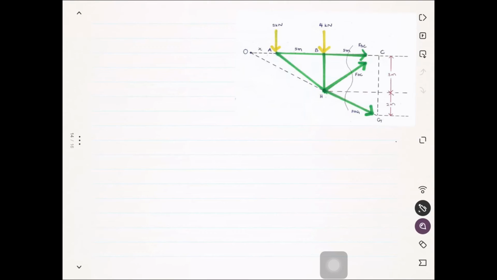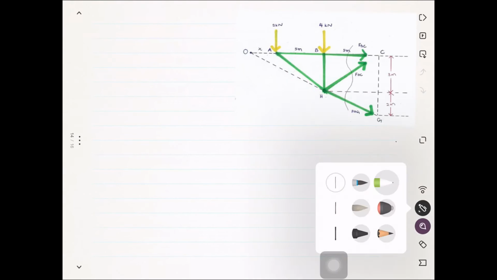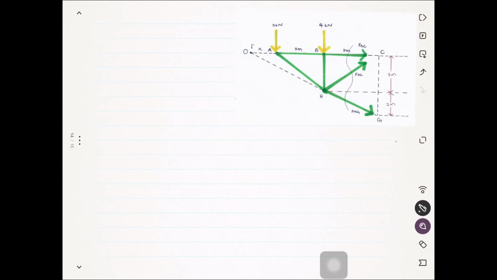Okay, let's find FHC. Before that, we must find the point to take the moment. So I make a new point, O prime, here, because it is easier. The distances from B, A and X are parallel. Then we have to find the distance X. X can be found using a proportional triangle like this.